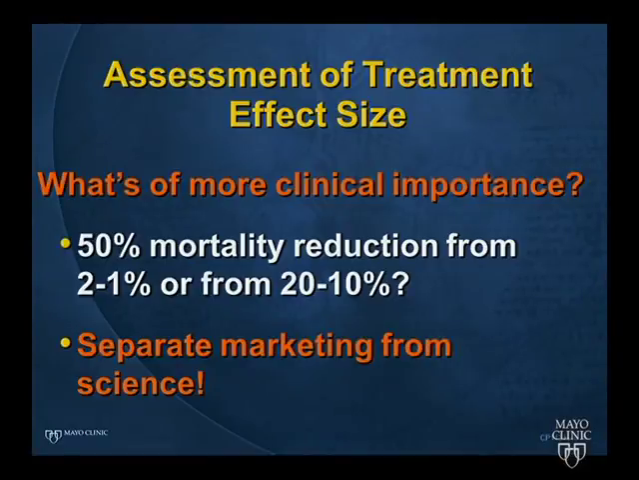So the other thing I'm going to ask you is, what's of more clinical importance? Is it a 50% mortality reduction from 2% to 1%? Or a 50% mortality reduction from 20% to 10%? So this plays out all the time, particularly in marketing. So your drug rep may say that their drug reduces mortality by 50%. If you look at the numbers closely, you may find it's actually only 1 out of 100. Whereas this drug or whatever over here saves substantially more lives per 100 patients treated.